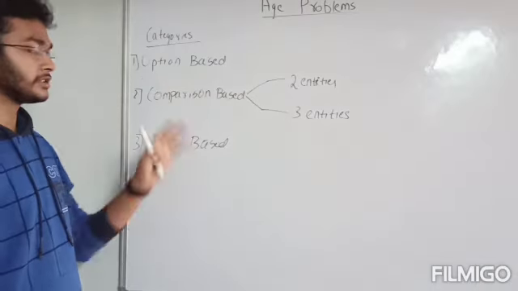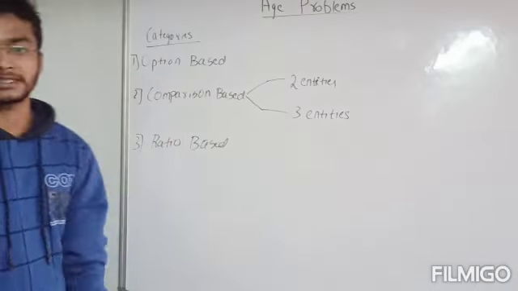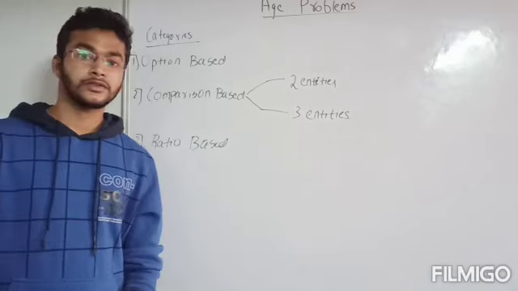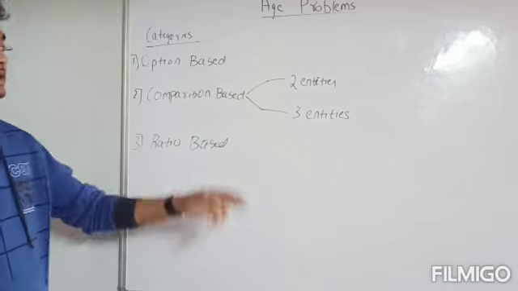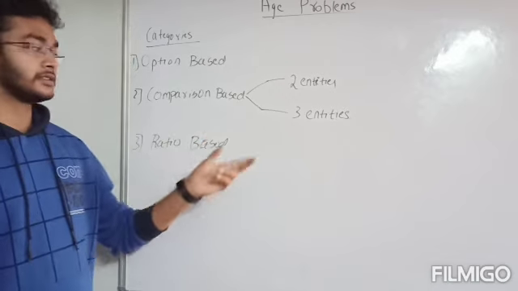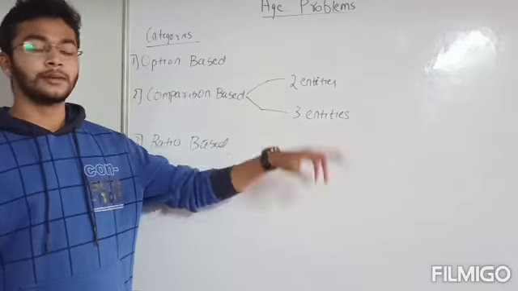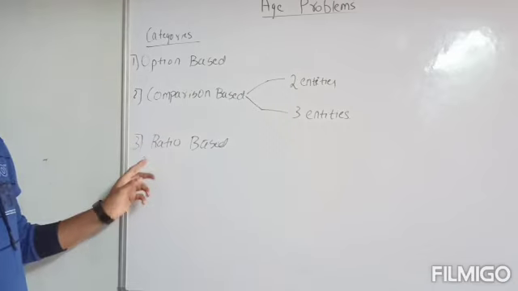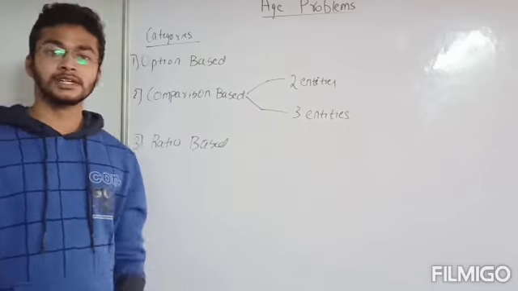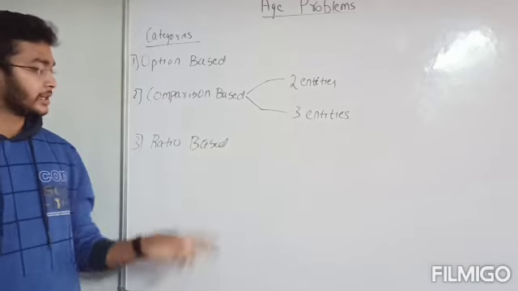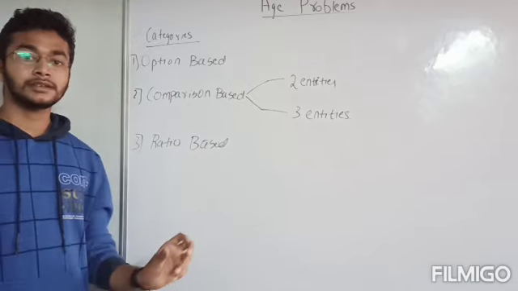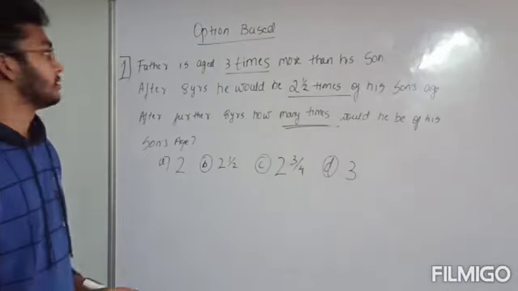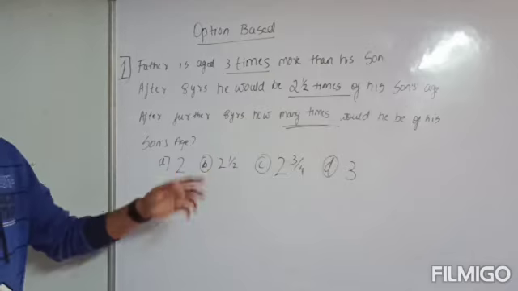We have categorized the problems into three types. The first type is option based. Option based we can save most of the time, and it can be solved in about 10 to 15 seconds. So next comes the comparison based. The comparison based has two types. There will be a comparison of two things at a time, or the comparison of three things at a time. Okay. Then comes the ratio based problems. Ratio based problems are similar to comparison based, but in these types there will be a comparison between the ratios. So let us look into the first question.